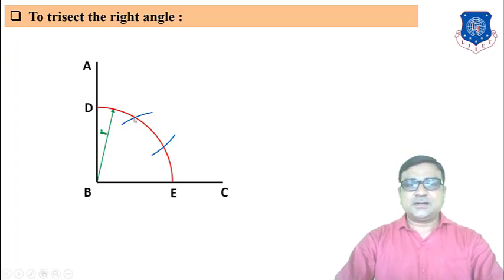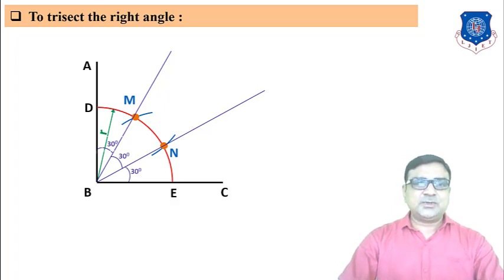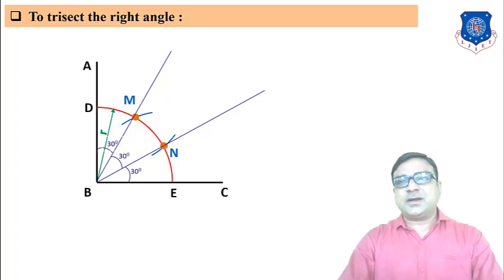So here, the intersections of these arcs give two points. Draw one line from B through each of the previous two points, M and N. These two lines trisect the 90 degree angle into 3 angles of 30, 30 and 30 degrees. With the use of this method, we can divide a circle into 8 equal parts as well as 12 equal parts.